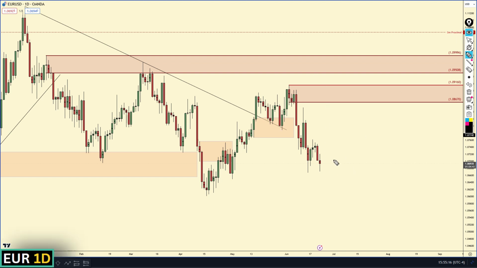So anyways, looking at the euro here on the daily chart, again, just sideways action. We couldn't quite hit this daily supply. On the daily chart, we are kind of contacting the lows at this point. We are getting there.